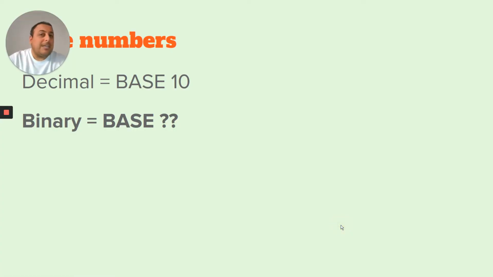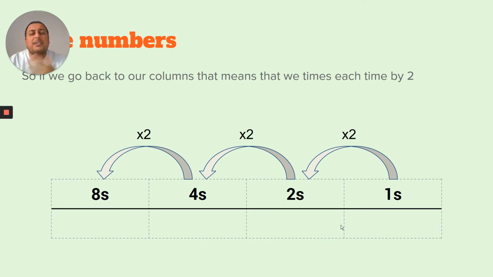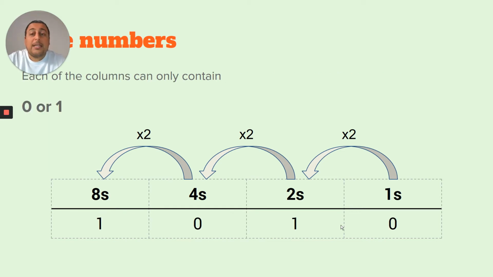So now that decimal is base 10, you by now should know that binary is base 2. So each time we multiply our columns by 2. The 1s column goes to 2s, then to 4s, then to 8s, then to 16s and 32s, 64s and 128s. We've been dealing with that from our past lessons. Each column can only contain the numbers 0 or 1. That's it. There are no others.